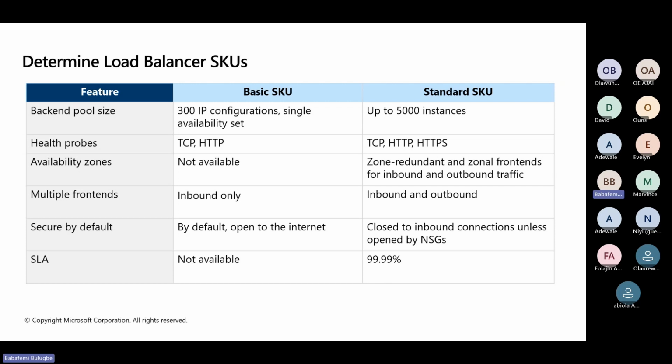So when we create an application and we want to load balance it, we need to create a pool of workload, a pool of the virtual machines hosting that application. And that's what we call the backend pool. So you can see the backend pool size, up to 5,000 instances. This is just 300 IP configuration, single availability sets.